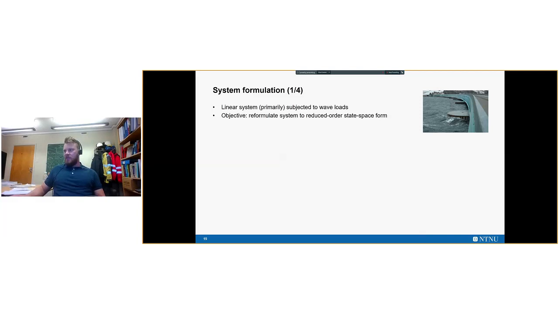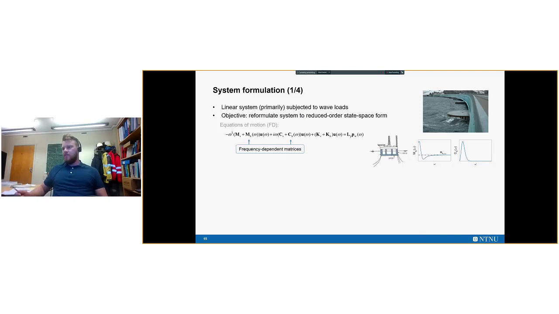So the objective is now to create a reduced order model on a state space form. To do this, we might start with the equations of motion in the frequency domain. And here we see that we have some frequency dependent matrices, and this is due to the interaction with the fluid. At the locations of the pontoons we will have some added mass and potential damping effects that are frequency dependent. And this is a big challenge in the modeling of these bridges.